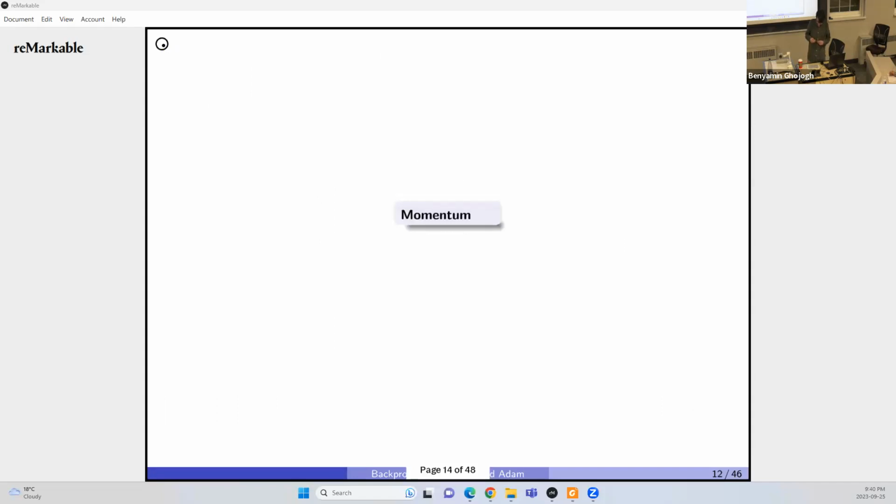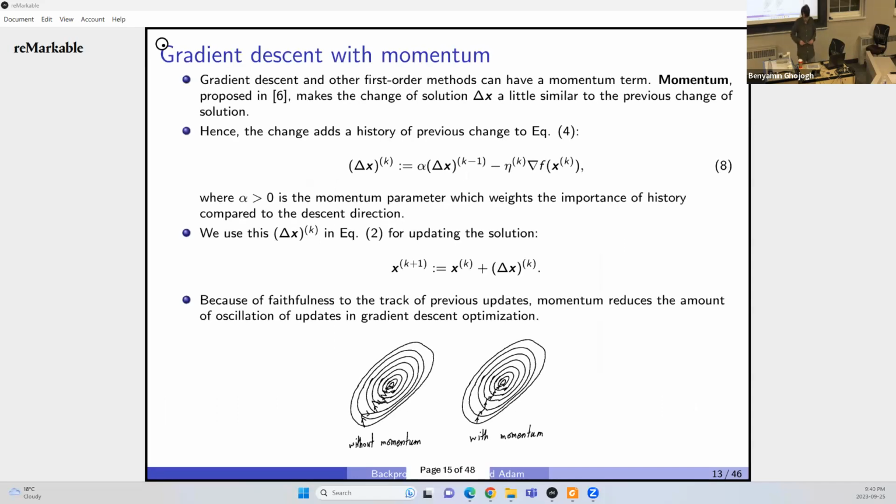Now, momentum. We can have momentum with gradient descent. Gradient descent and other first order methods can have a momentum term. Momentum, proposed in reference 6, makes the change of solution delta x a little similar to the previous change of solution. What do I mean? Do you remember what simple gradient descent was?